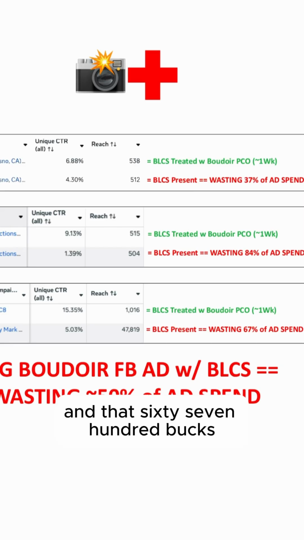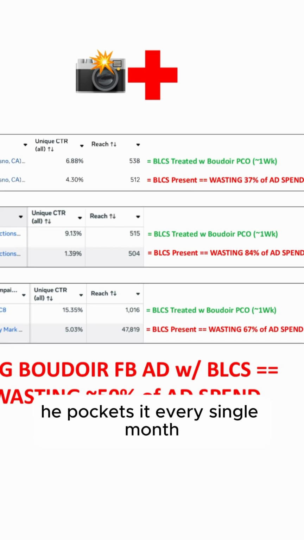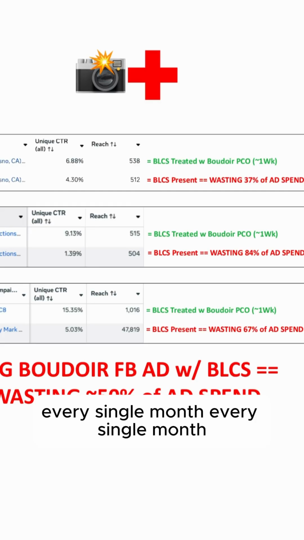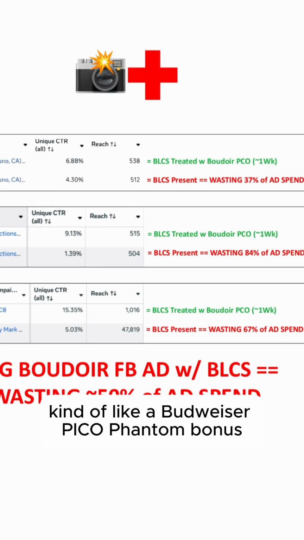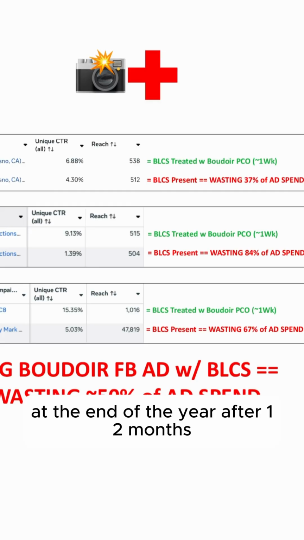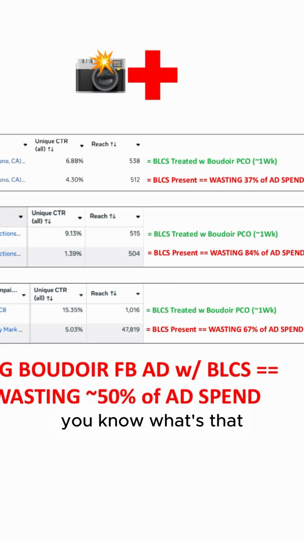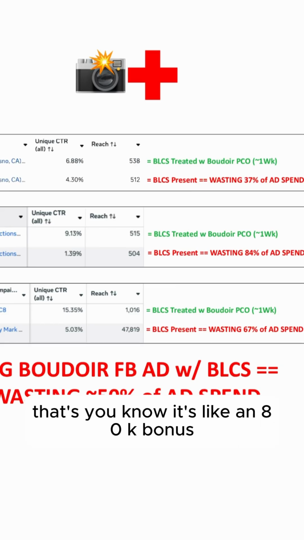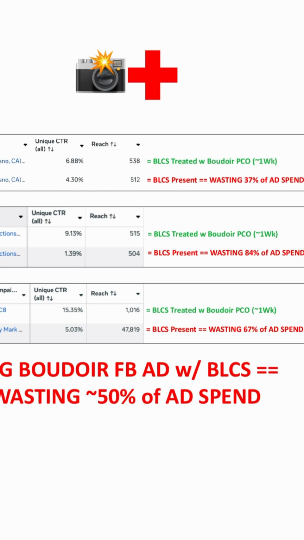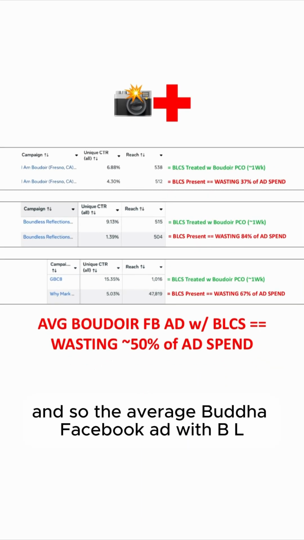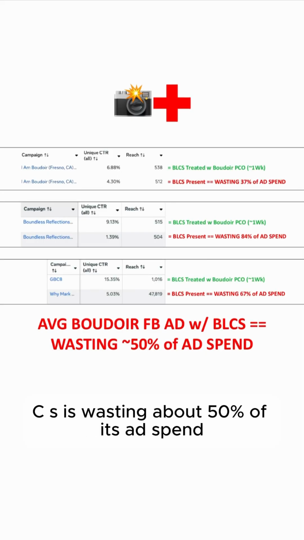And that $6,700 he no longer has to spend. He pockets it every single month, kind of like a Boudoir Pico phantom bonus. And at the end of the year, after 12 months, what's that? It's like an 80K bonus. Literally, 80K bonus. And so the average Boudoir Facebook ad with BLCS is wasting about 50% of its ad spend.